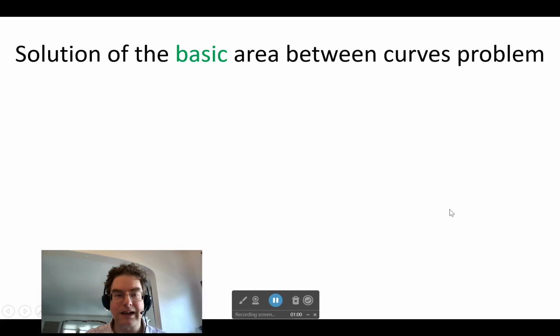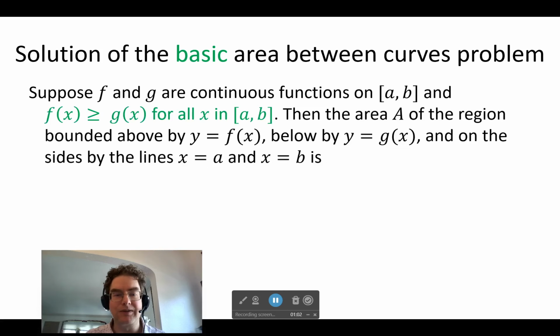First of all, this basic area between curves problem is a situation that you see described with the setup here, where the graph of one curve is always going to be above or at the graph of the other curve. We can see that because f of x is greater than or equal to g of x for all x in the interval that we're considering. That means that the graph of f will be the top graph, and the graph of g will be the bottom graph, and there's no switching here. So that's our basic area between curves problem.